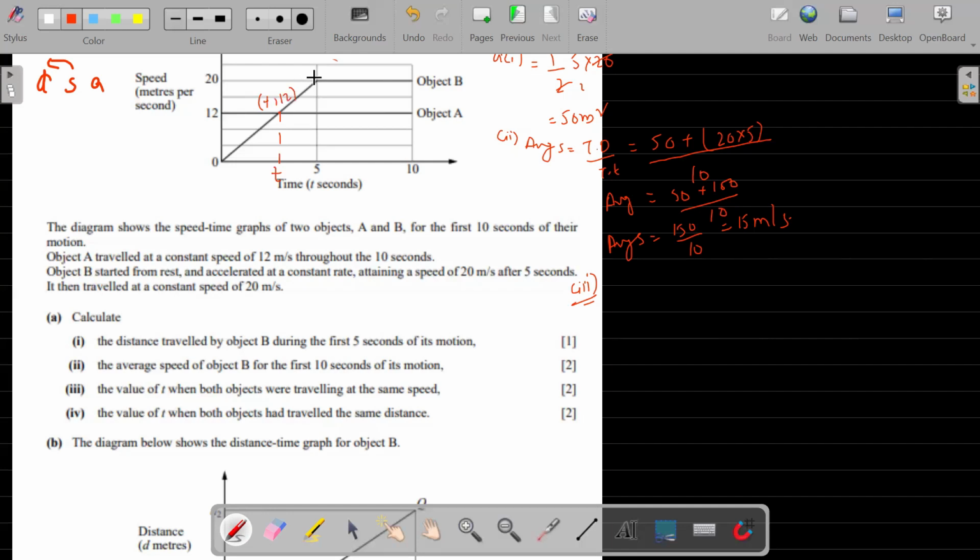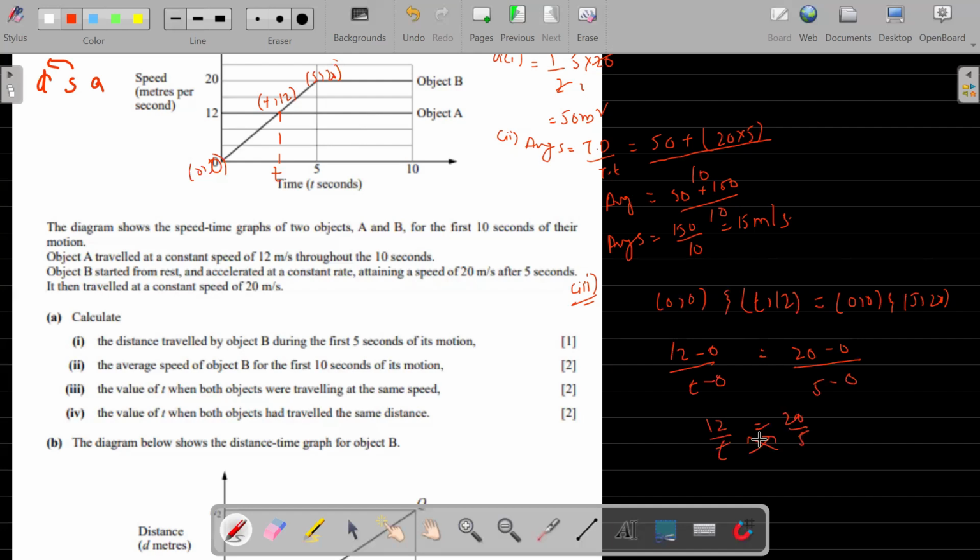The points are (t, 12) and (5, 20), equal to (0, 0), that will be 0 as well. So let's equate the gradients. They were moving with a constant rate, so their acceleration was the same. The first coordinates will be (t, 12). Its gradient is going to be equal to the other, because they are on the same line, their answer is going to be the same. So it's totally up to you. 12 over t minus 0 is equal to 20 over 5 minus 0. So 12 over t is equal to 20 by 5. Let's cross-check: t equals 12 times 5 over 20, which is 3 seconds. So this time is 3 seconds. That was our time for that.